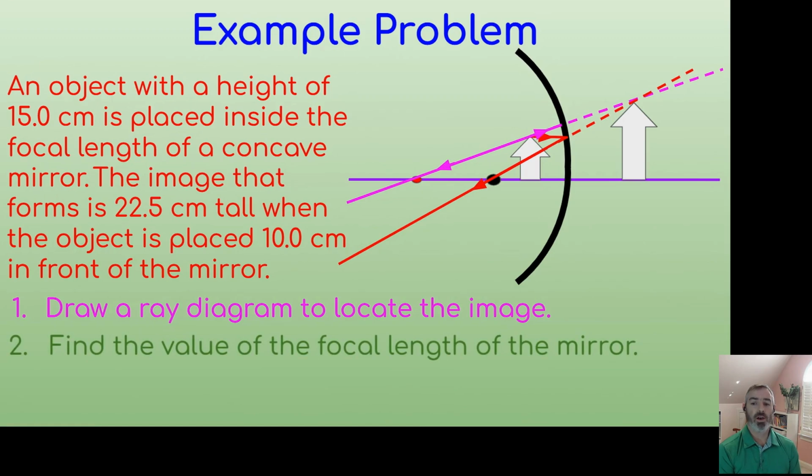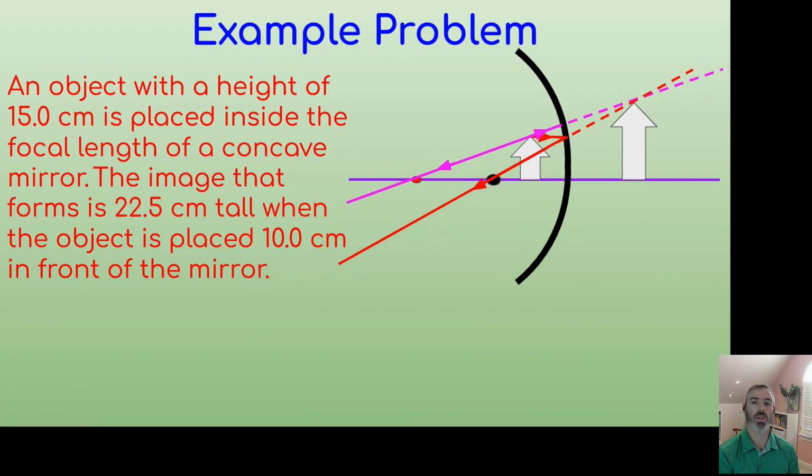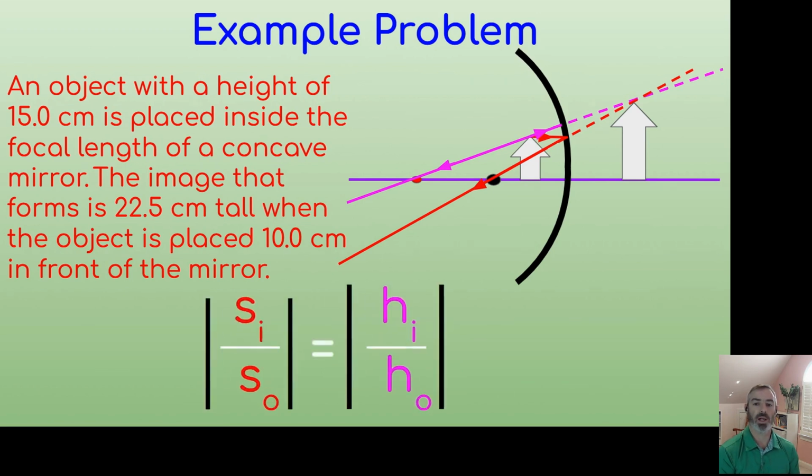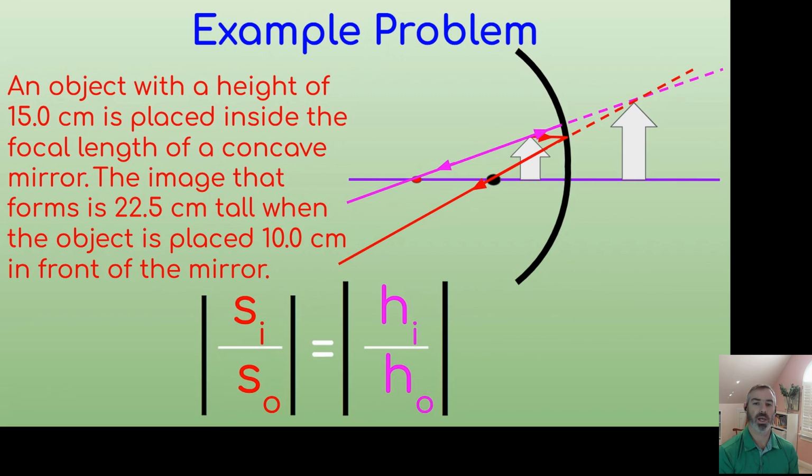Second thing we're going to do is find the value of the focal length of the mirror. So naturally we'd go to the focal length equation, which is our lens mirror equation. But the problem in this equation is we don't know the image distance and we don't know the focal length, so we have two unknowns. So what we're going to do is use our magnification equation, the two pieces: image over object distance, and image height over object height. And we know three of those four values, so we can rearrange this equation to solve for what we're looking for. What we're looking for is the image distance. So we can rearrange that equation and solve for image distance.